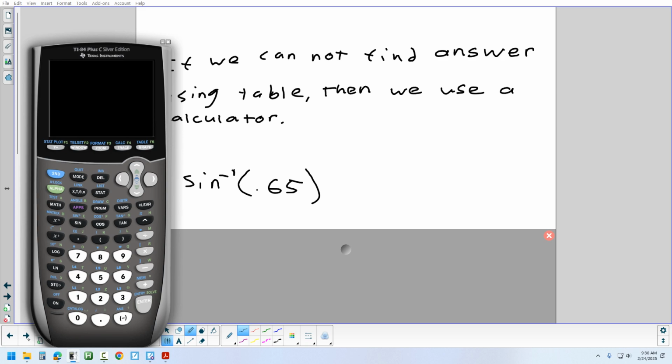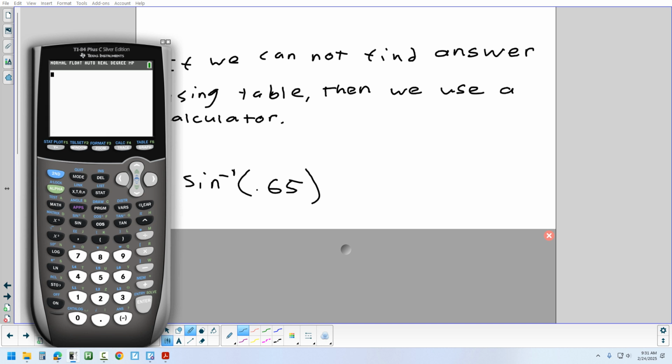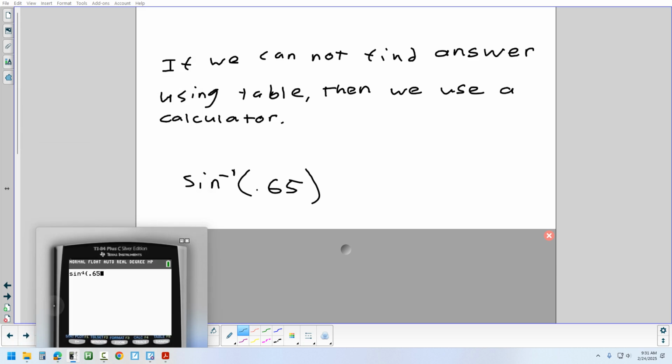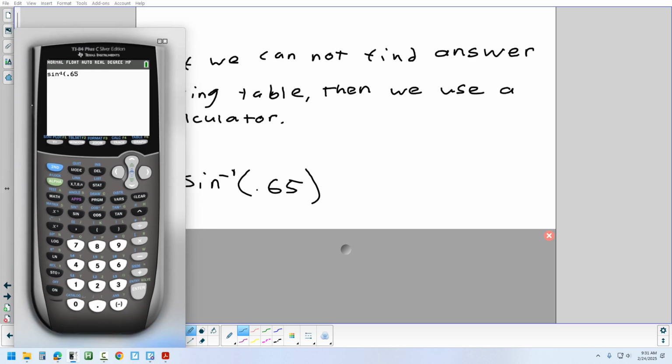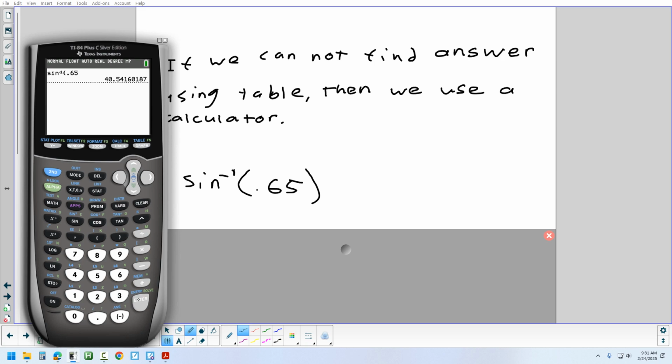And most of these are not going to come out to nice answers, so we will round to 2 decimal places. How do I get inverse sine on my calculator? What do I have to press? Yep, second and then sine. Now, this question is a little bit vague in the sense it doesn't tell you whether to use degrees or radians, so you technically could do either one. If you want degrees, it's 40.54.